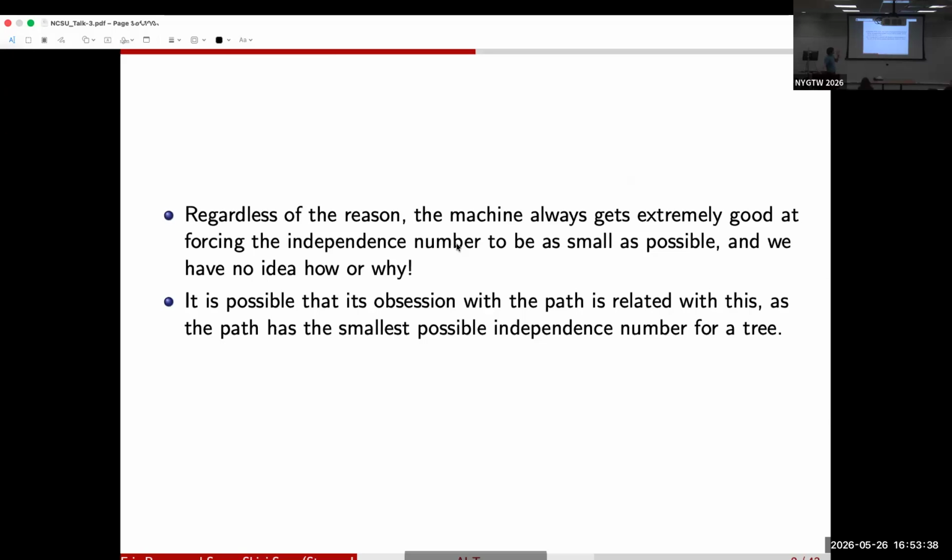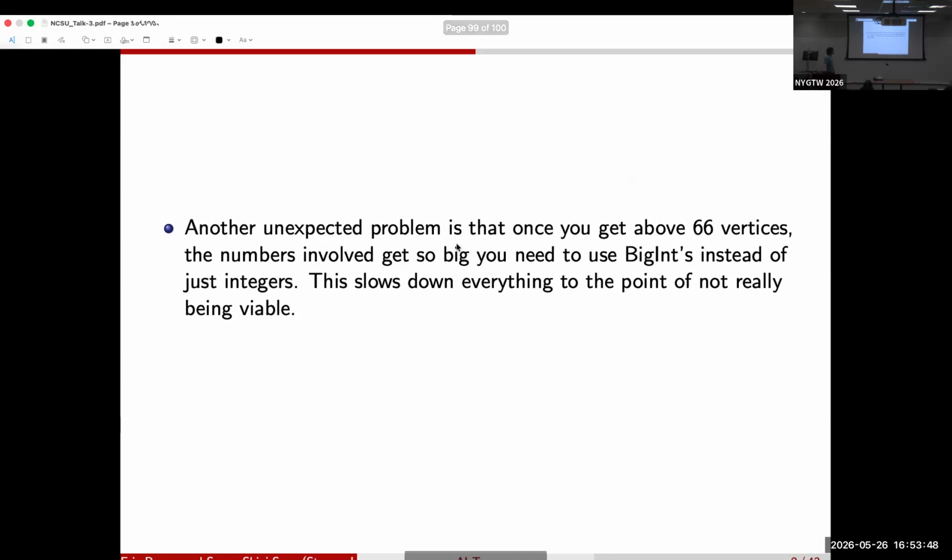Just as a note, obviously the path has the smallest possible independence number for a tree, so it's possible these two phenomena are somehow related to each other, but I don't really have anything intelligent to say about that.